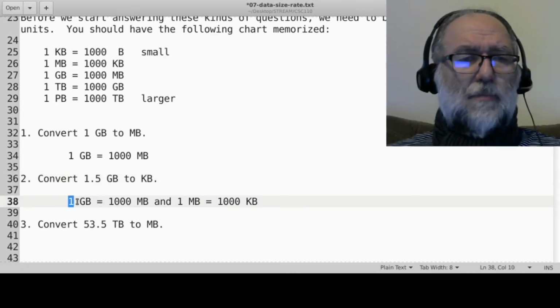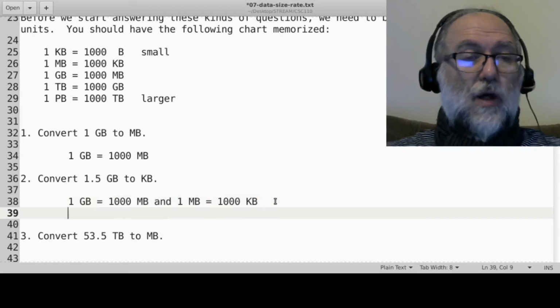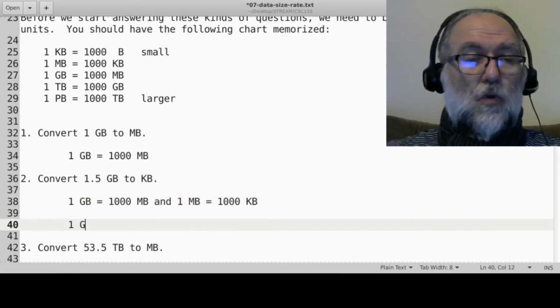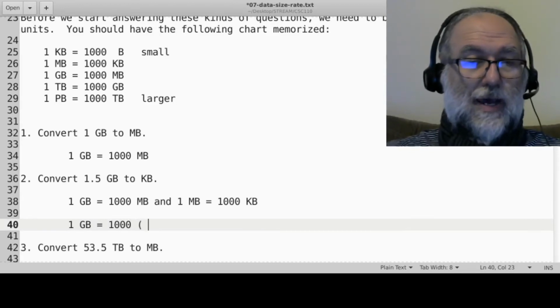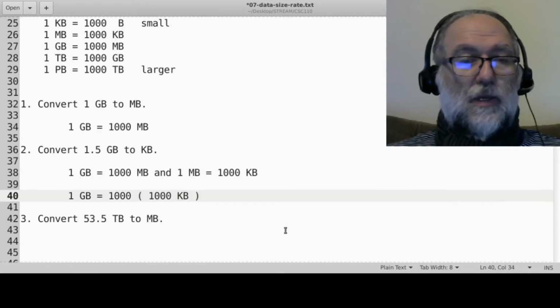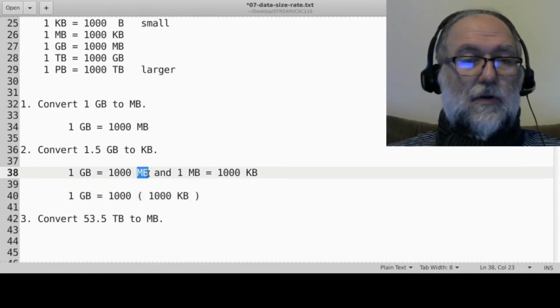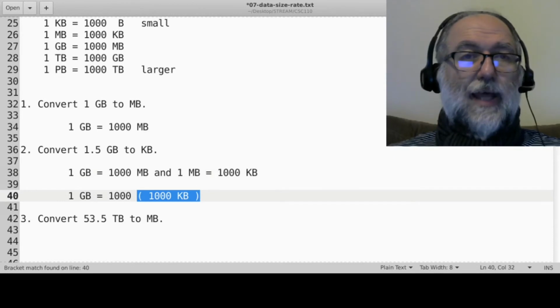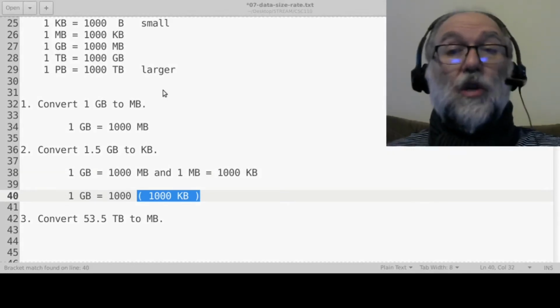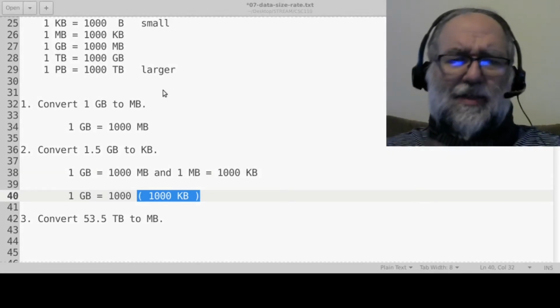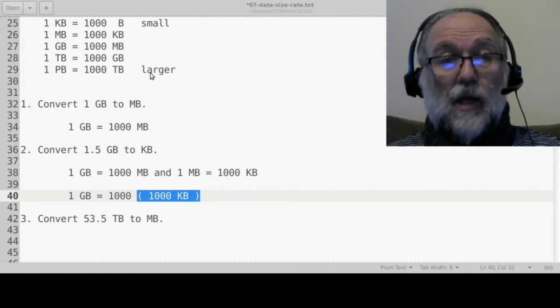So you've got these 2 statements: 1 gigabyte is 1,000 megabytes and 1 megabyte is 1,000 kilobytes. Well, then you can combine the two and say, then 1 gigabyte is 1,000 times 1,000 kilobytes. So what did I do there? You can see that this megabyte here, I just put that in brackets like that. So I have 1,000 units of 1,000. Well, what do you mean when you have 1,000 of 1,000? You mean multiply.